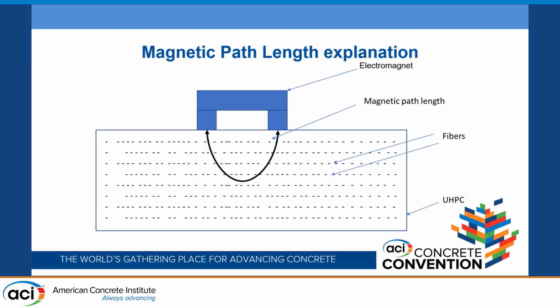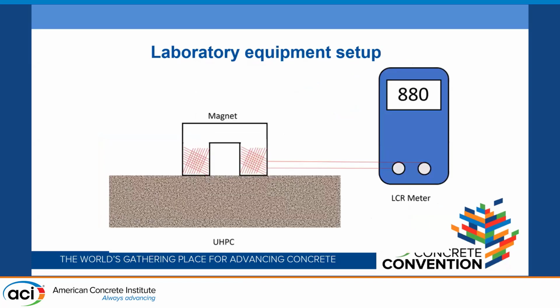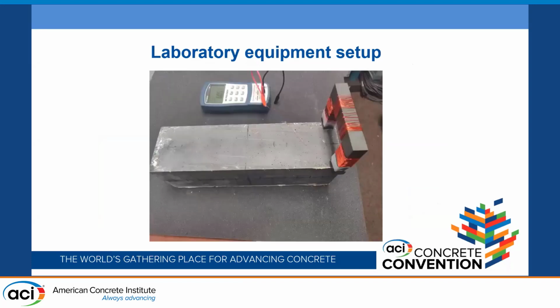Our path length is obviously dictated by the geometry of the magnet itself. We have fibers in there, and this is our UHPC specimen. And this is what it looks like a little bit closer. And we have our LCR meter, which basically measures our data as it comes in from our magnet and what we're getting with the UHPC. And so this is what the laboratory equipment looks like.